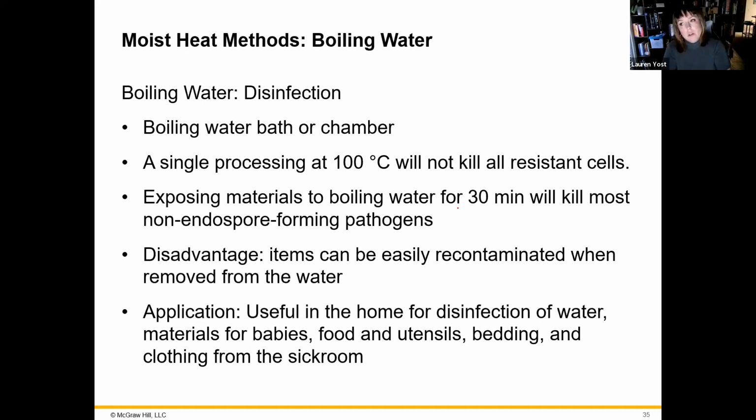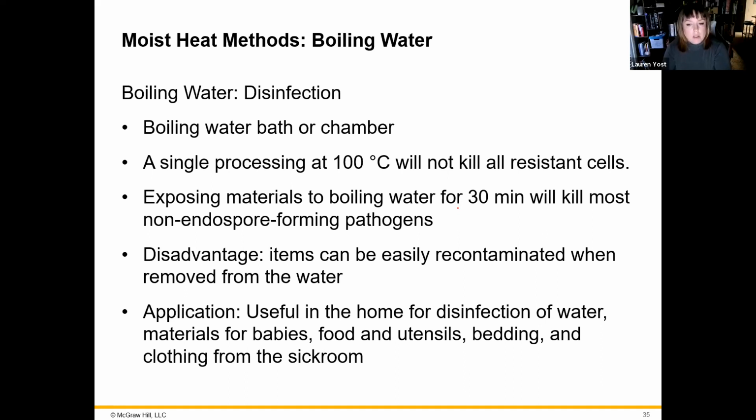With boiling water, we can use this for disinfection, but you will not use this for sterilization. It doesn't kill everything. We've already talked about how endospores can live through that. So resistant cells won't be destroyed. If you are going to be boiling in order to disinfect something, then we would recommend 30 minutes to kill most non-endospore forming pathogens.